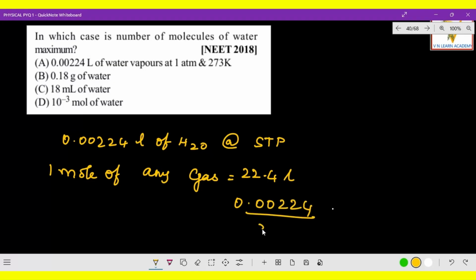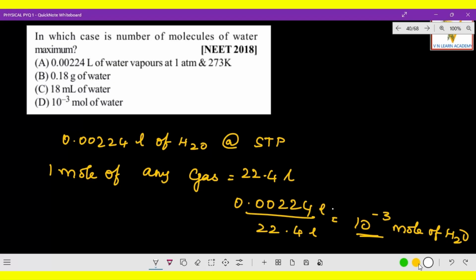0.00224 divided by 22.4 liter. So here it is 10 to the power of minus 3 moles of water. Given mass by molecular mass gives the moles; 1 mole of any gas is 22.4 liters. So this is the mole of water. Safeguard this value, because we have to compare all four.